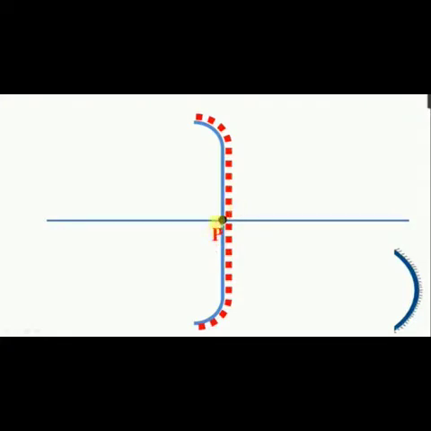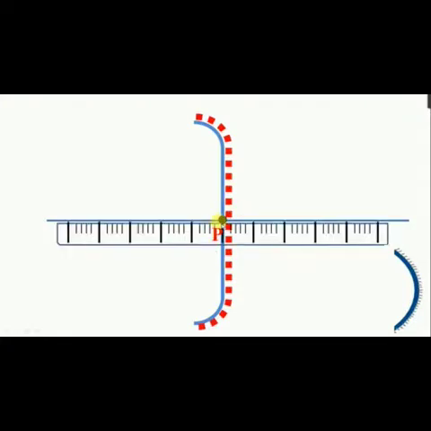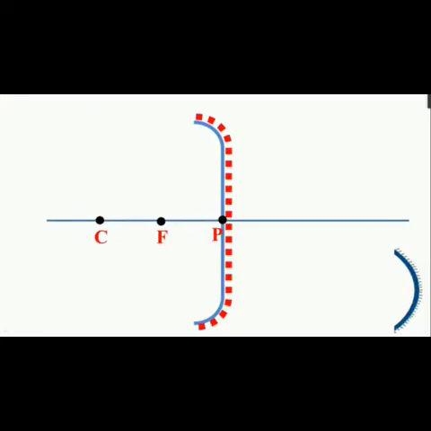So I'll draw a pole out here. Now I'll put one scale. I'll draw another dot, and that will be your focus, and at an equal distance I'll draw another dot, and that will be our center of curvature. So this is how we draw a concave mirror.